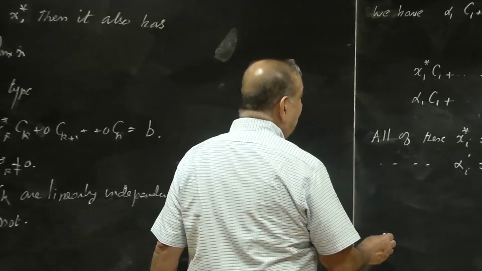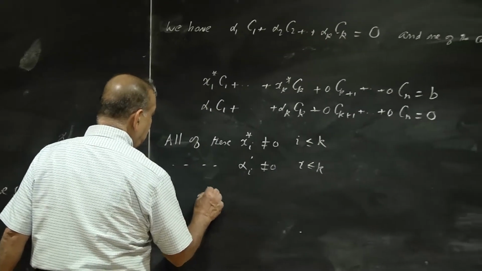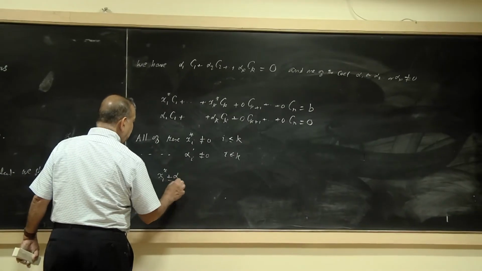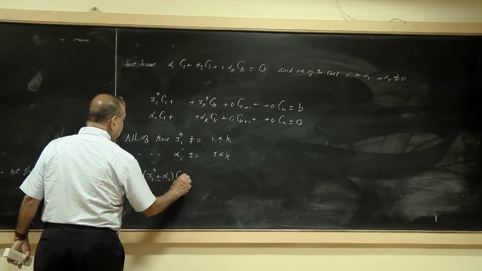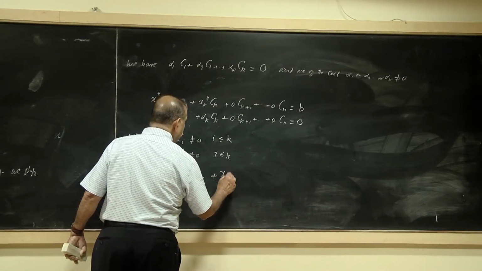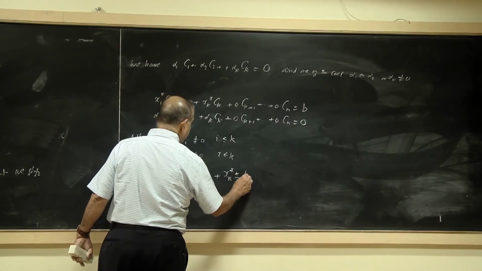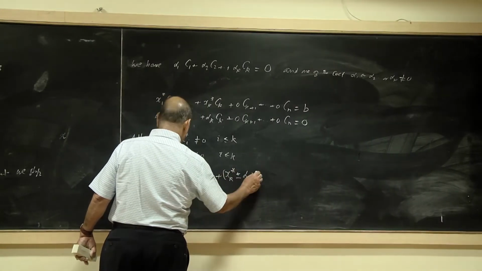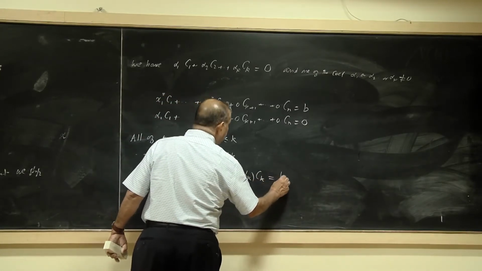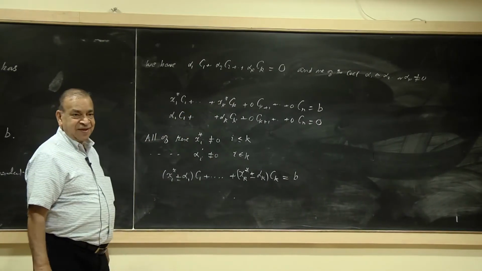So what I can now do is: (x1 star plus or minus alpha 1) times c1, plus ... plus (xk star plus or minus alpha k) times ck will be equal to b, because whether you do plus or minus, it's the same. Agree?